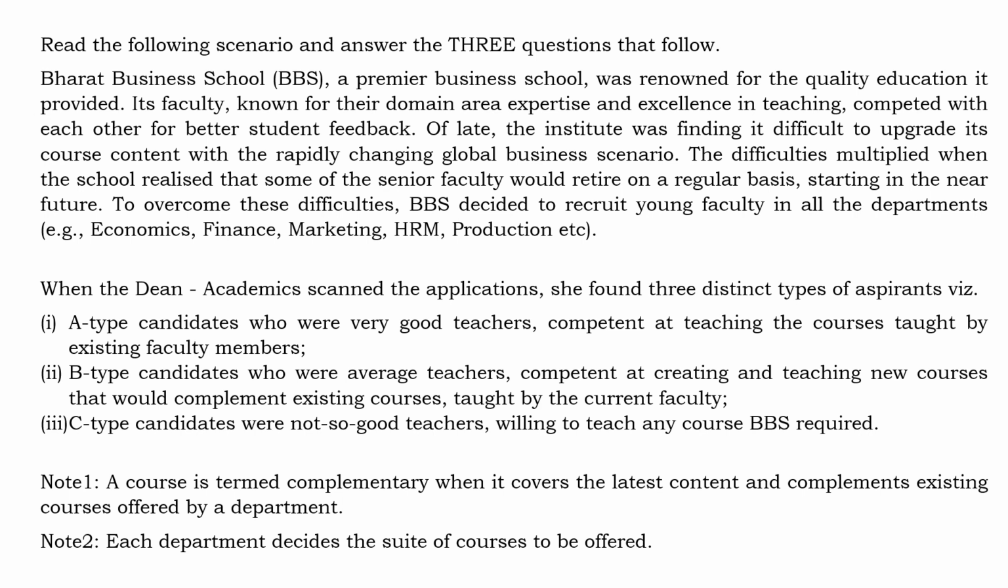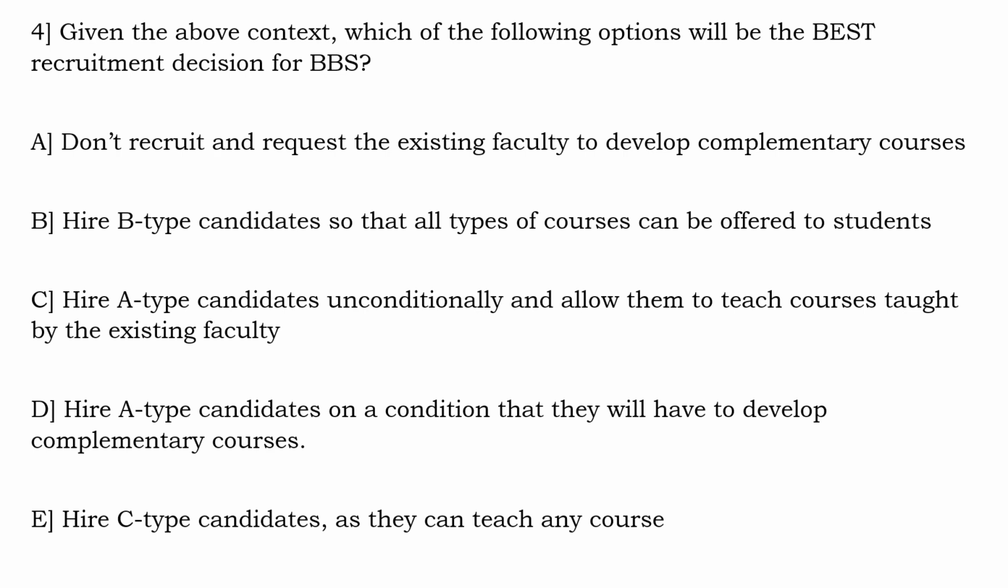Note 1 and note 2 you can read. It is about the description of what is a complementary course and how each department is deciding the suite of courses, etc. Now going to the questions. Which is the best option for recruitment? So what the dean should do out of the A type, B type, and C type candidates, which is the best method that she has to follow in order to solve the two problems. One is the senior faculty vacancy problem. Second one is the upgradation of the course content issue. So which is the best solution?